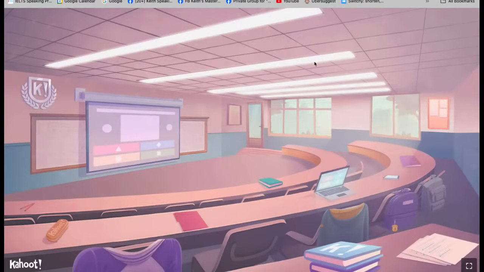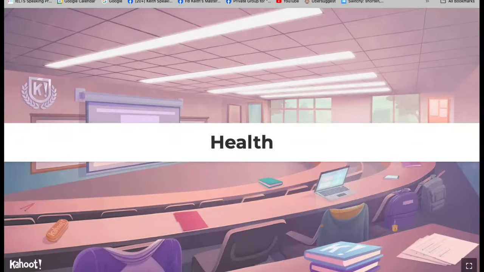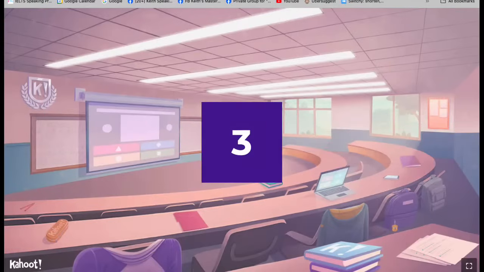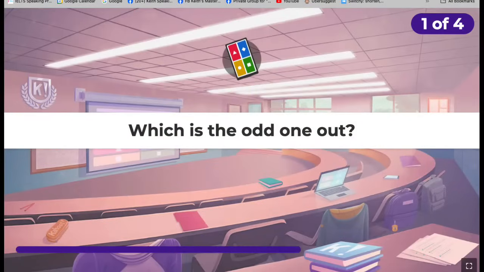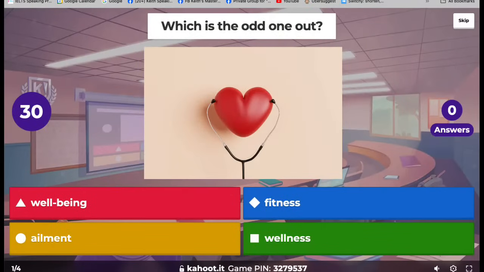Question number 1. Health. Which is the odd one out? Which is different? Well-being, fitness, ailment, wellness. So which one is different? Which is the odd one out? Well-being, fitness, ailment, or wellness? You've got 30 seconds to choose.